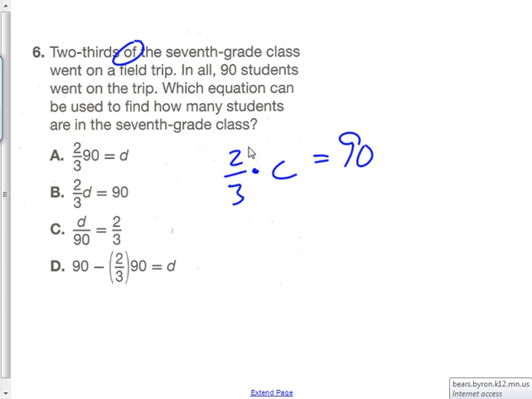So I kind of created here as I went. It says 2/3 of tells us to multiply the 7th grade class. So 2/3 times C equals the 90. So B looks like to be our choice here. Again, noticing these keywords like of that we've worked with before are going to be helpful.